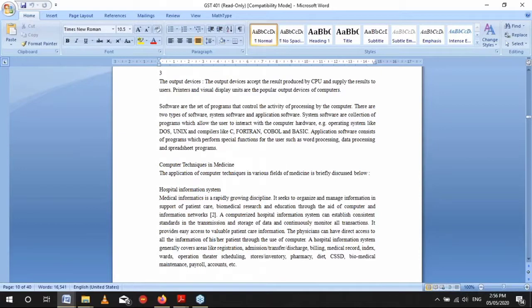Two types of software, and hardware is divided into three components, three units. And of course, the CPU itself constitutes three major things. So we are having hardware and software. Hardware has three units, which are input devices, CPU, and output devices, while the software has system software and application software. Okay.